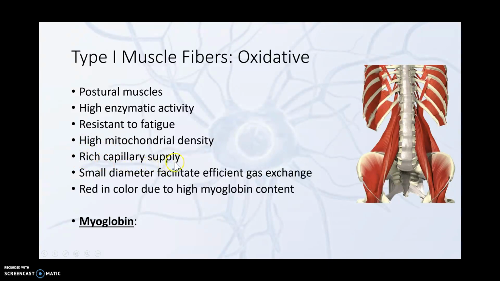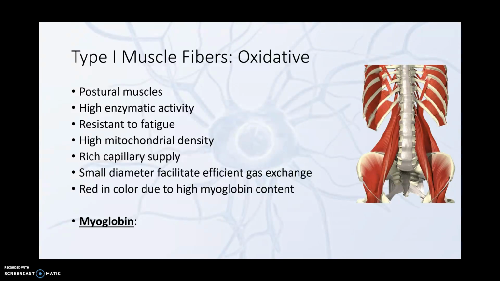There is a very rich capillary supply to each of these muscle fibers. So a lot of blood is being dropped off here. They have a small diameter to facilitate efficient gas exchange. If the cell is smaller in diameter, it means there is less distance for oxygen and nutrients to pass in and out of cell membrane walls, into and out of the bloodstream, and into the muscle cells. So the fact that they are smaller in diameter facilitates efficient gas exchange.